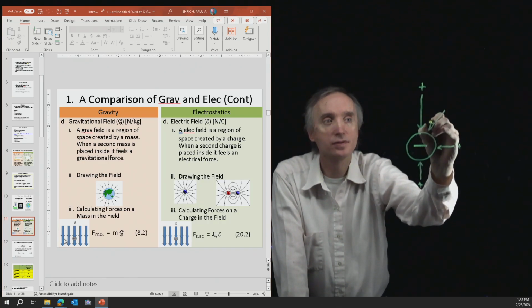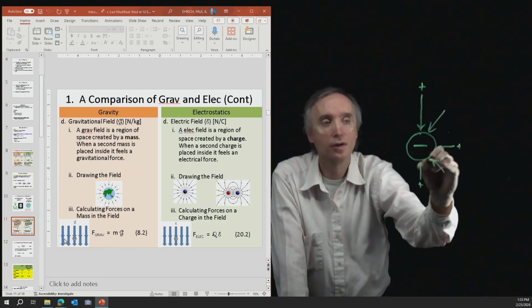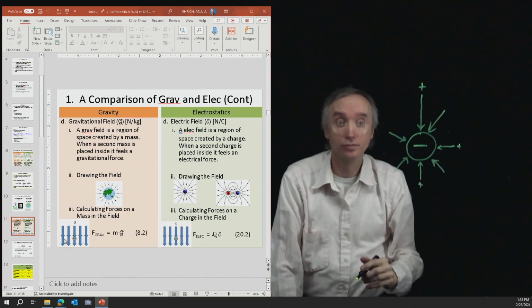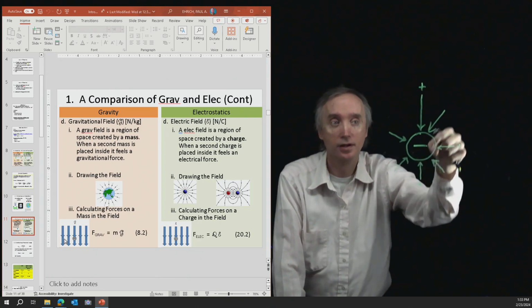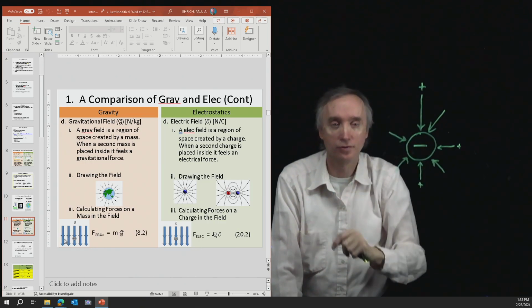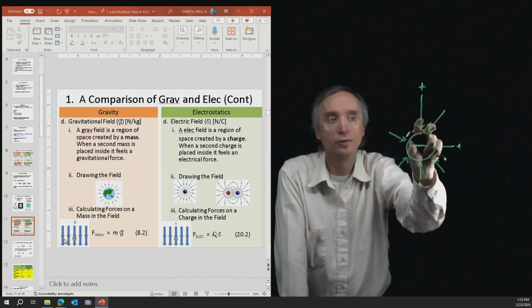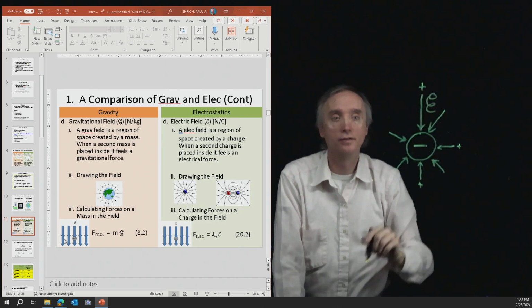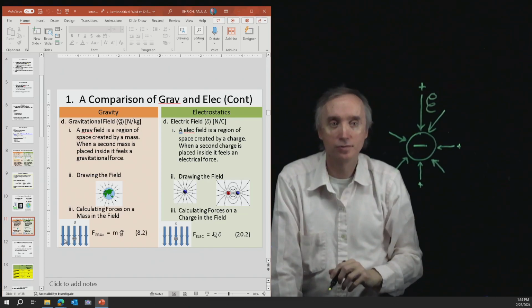So this series of arrows, which kind of looks like spokes on a wheel, is in fact three-dimensional. Imagine a pin cushion that has pins pushed into it in all different directions. This would represent the electric field of a negative charge.